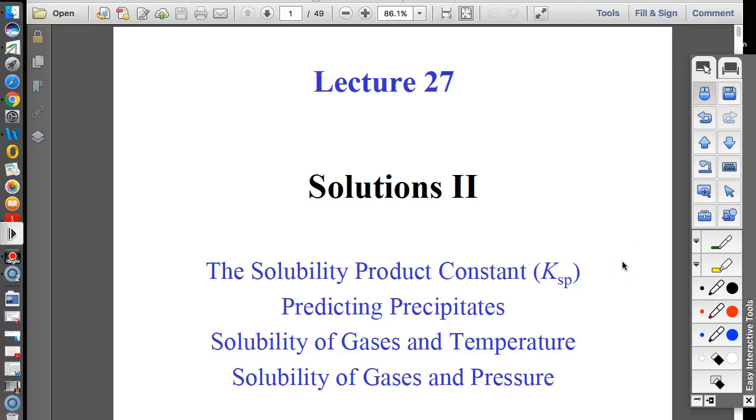So what we're going to do is visit back with our friend equilibrium. And you can tell we're going to be talking about equilibrium today because there's a capital K, right?